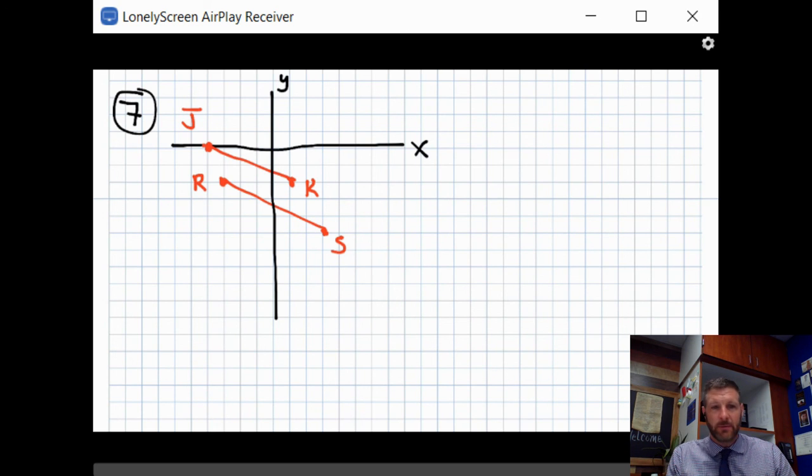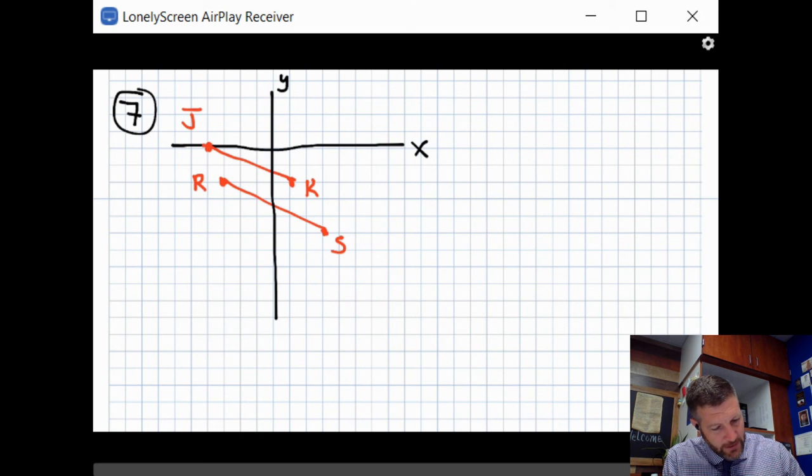How far apart is it from J to K? How far is that the same as or different from the distance from R to S? So we're basically going to get to practice twice finding the distance. So let's do that. Start with the distance from J to K.